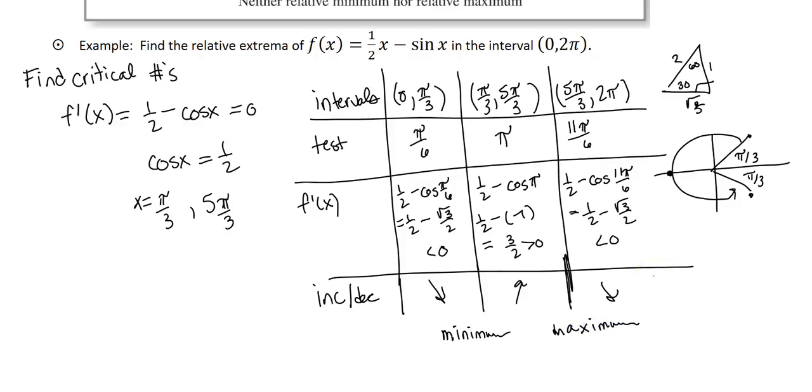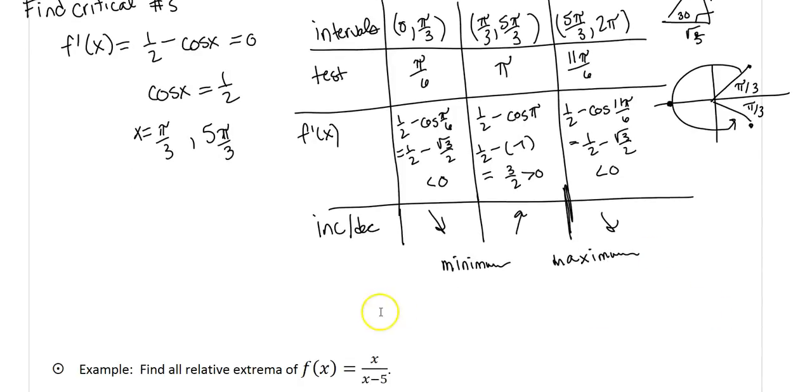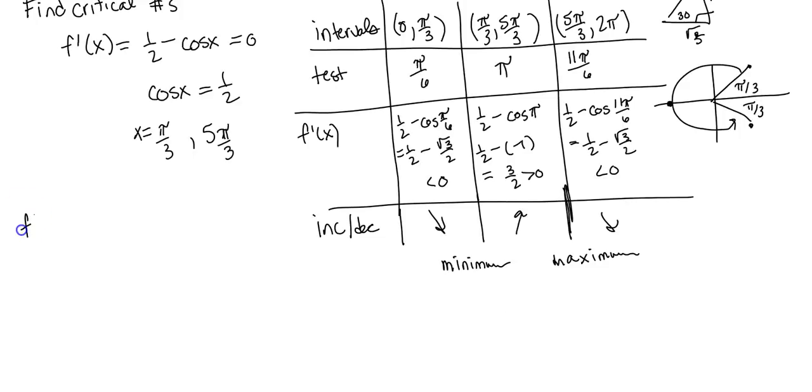Now I do need to know where this happens. So I'm going to find the y value. I'm going to find f of pi over 3, which would be 1/2 times pi over 3 minus sine of pi over 3, because that was the original function. We just want to find the y value. You always go back to the original function. So that's pi over 6 minus root 3 over 2.